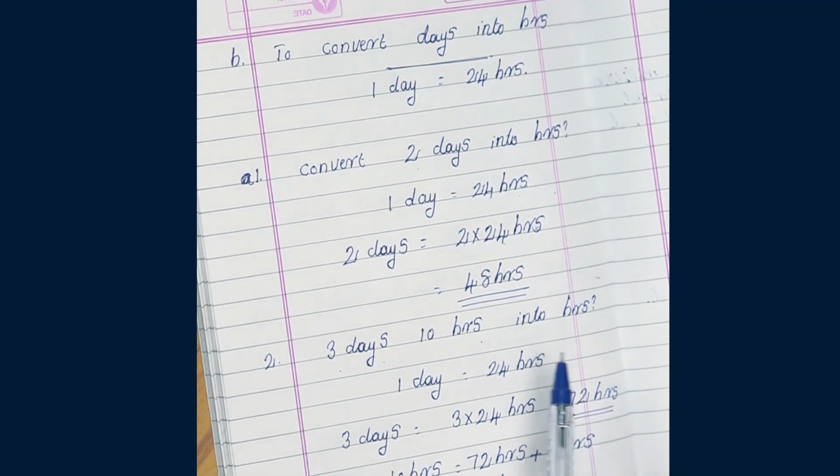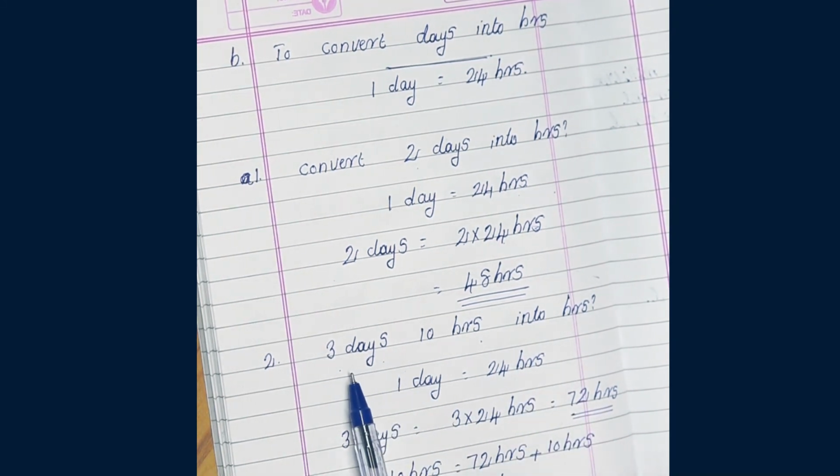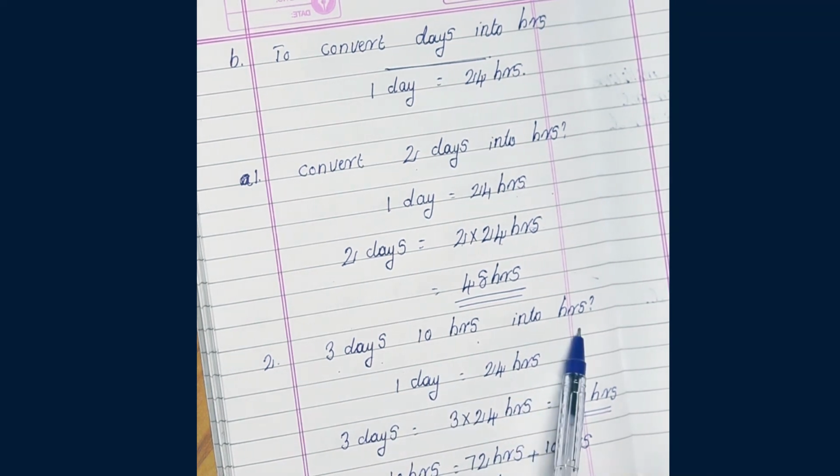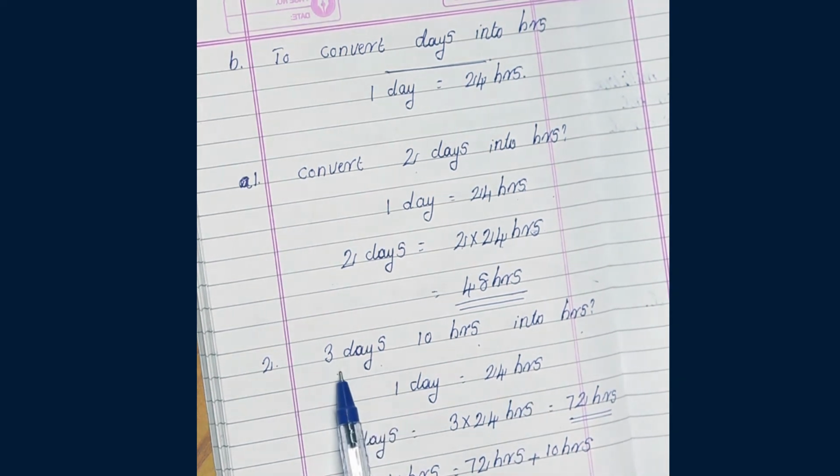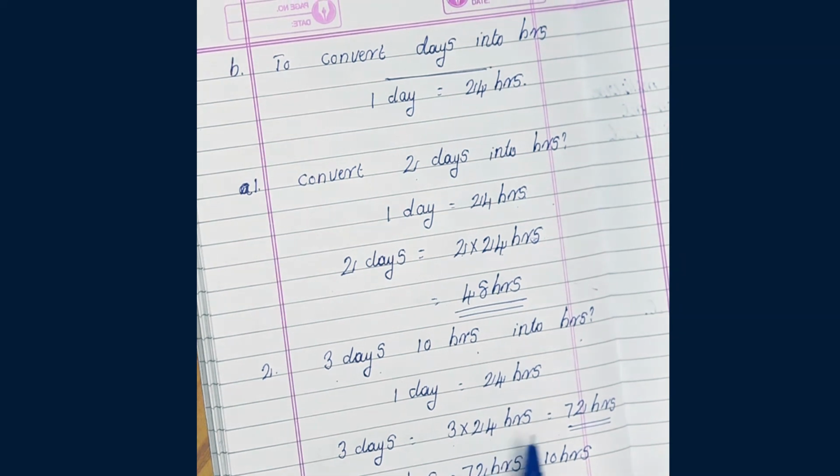Then once again I explain this problem. Our question is to convert 3 days 10 hours into hours. We know that 1 day equal 24 hours. Here we want to convert 3 days into hours. That means 3 multiplied by 24 hours.